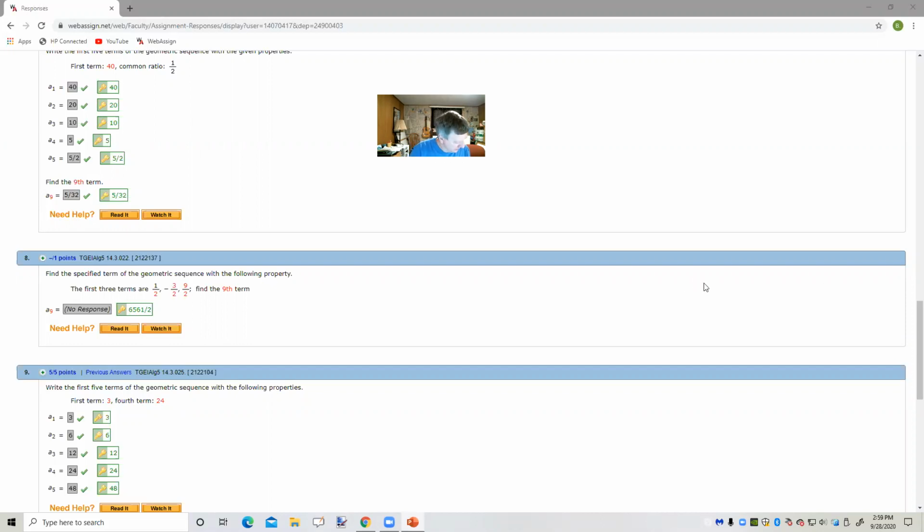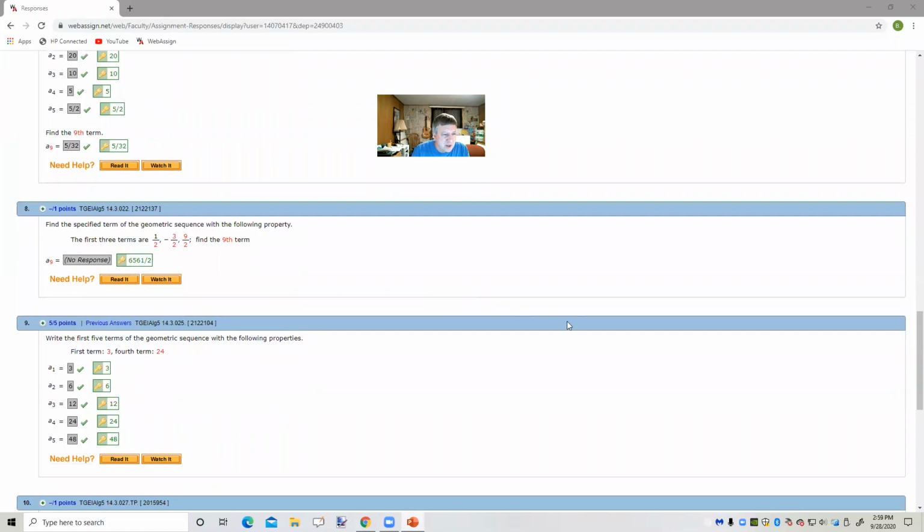We're looking at problem number 8. It says, find the specified term of the geometric sequence with the following properties. The first three terms are, and then find the ninth term. So a sub 1 is 1/2, a sub 2 is negative 3/2, a sub 3 is 9/2, and we want to find a sub 9. This is a geometric sequence, so we're going to use the formula a sub n equals a sub 1 times r to the n minus 1 power.